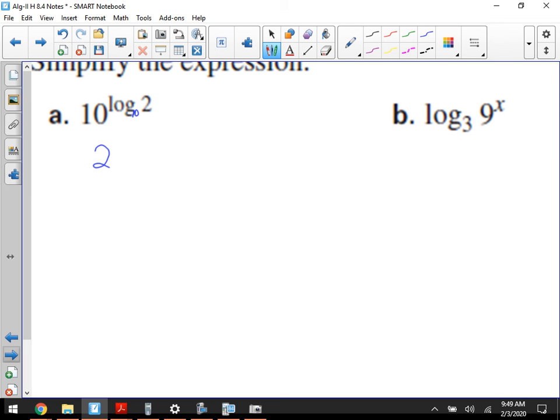The next one, you've got 3 and a 9. 9 is not in base 3 right now. How do you rewrite a 9 to have the base 3? Yeah. So you get 3 squared. So this can be rewritten as log base 3 of 3 to the 2x, which undoes those bases, and you're left with 2x.